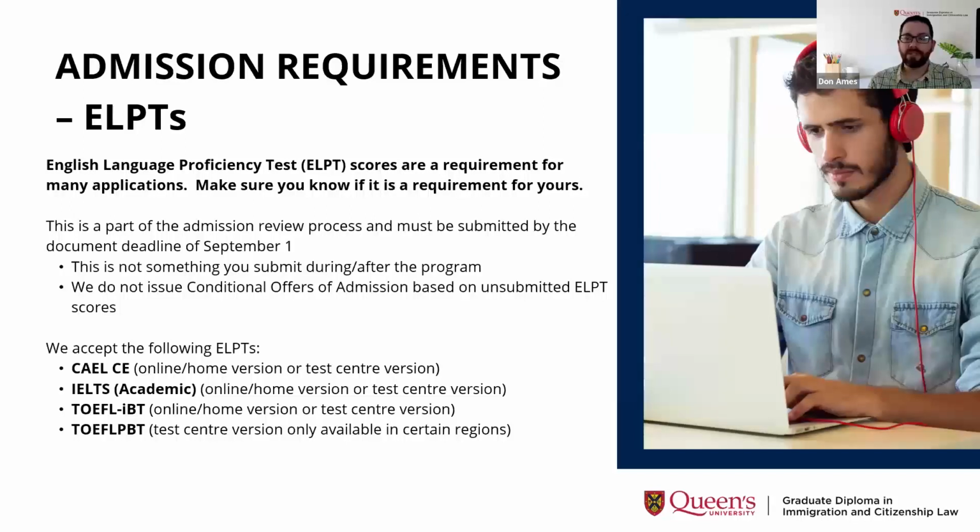You have to have these scores into us by September 1st. So if you know that you need to provide an English language proficiency test score for the admissions review process, start now. The later you wait, the less time you have to prepare, and the more stressful this process becomes. I've taken one of these myself. I understand the stress that's involved. It is not fun. So just make sure you're preparing accordingly.